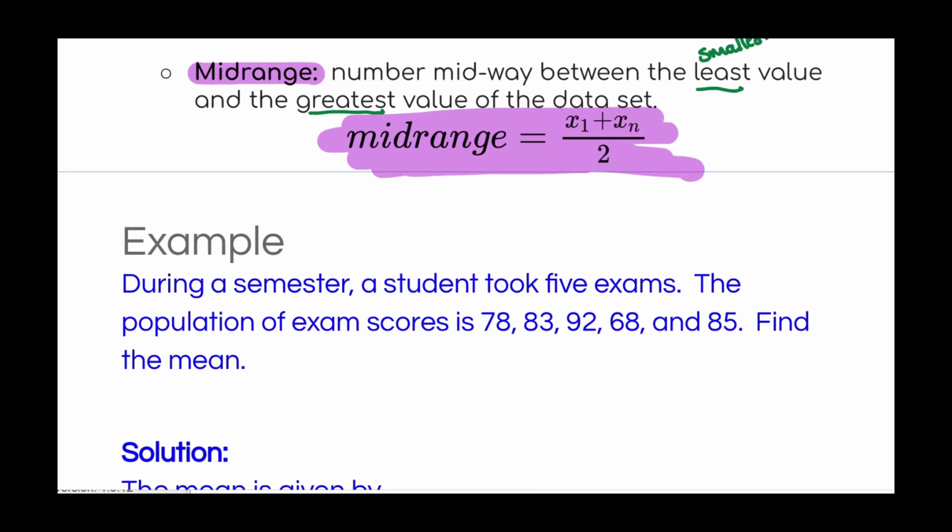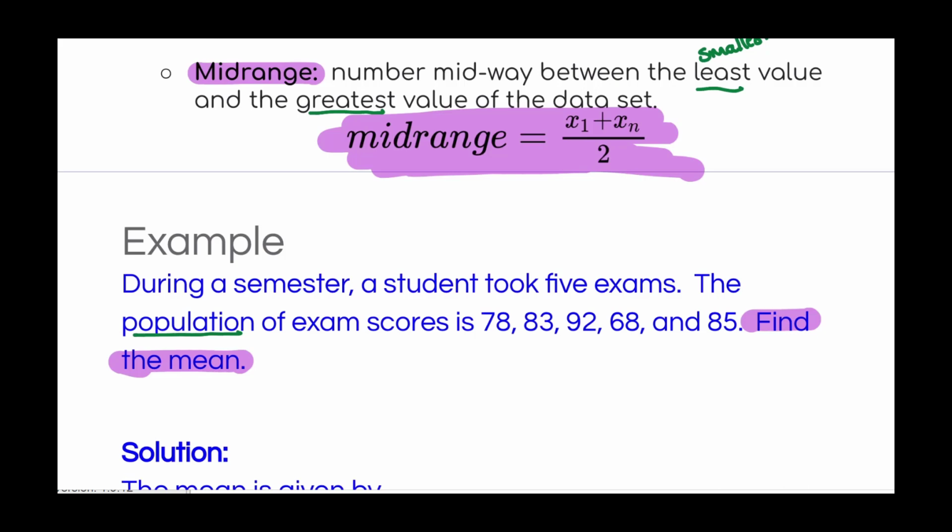So let's look at the first example. It says, during a semester, a student took 5 exams. The population of exam scores is 78, 83, 92, 68, and 85. Find the mean. So notice they use the word population here. They say it's a population of exam scores. They add that word in here. So they're giving us a hint that this is a population of scores, which means we need to find the population mean when they tell us to find mean. It will be the population mean.